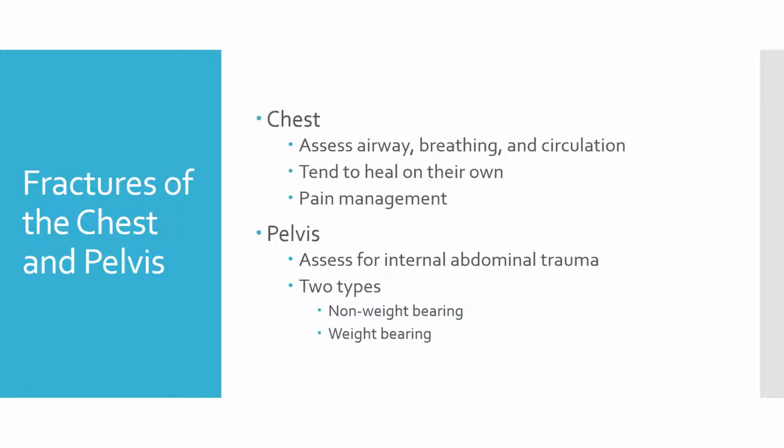So fractures of the chest and pelvis. Chest, the major concern with chest fractures or rib fractures is the potential of it to obstruct the airway, breathing, and circulation. For instance, I recently had a patient in the ER that came in. She had Parkinson's disease, and she had tremors, and she was unsteady, unbalanced, and fell backwards on steps, and she had a transverse fracture from T2 to T7 all the way down, and then had multiple rib fractures in addition to that.